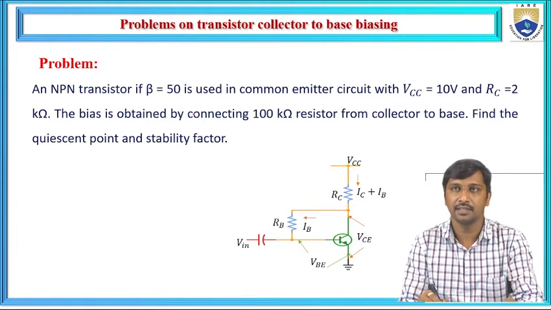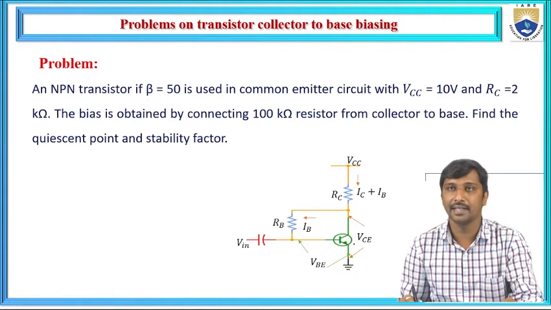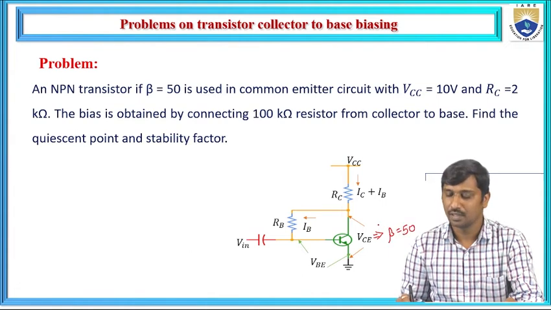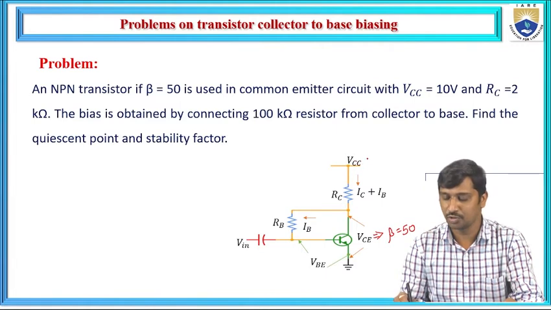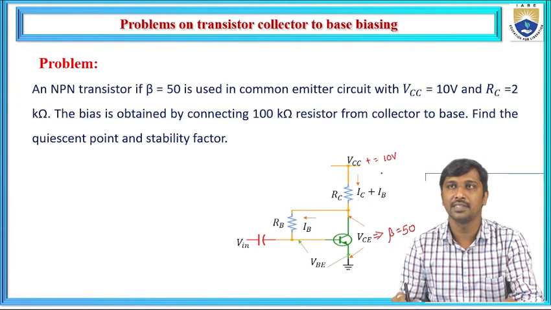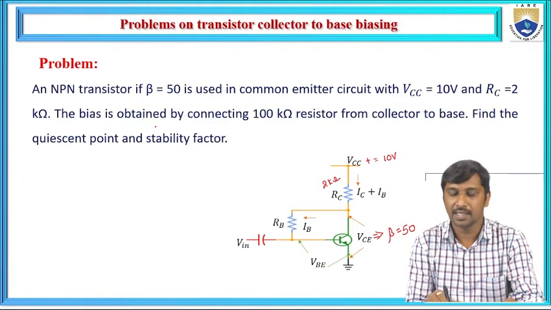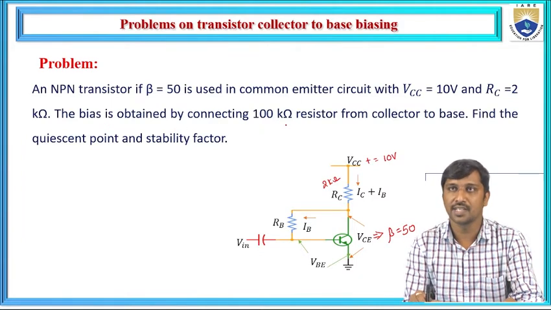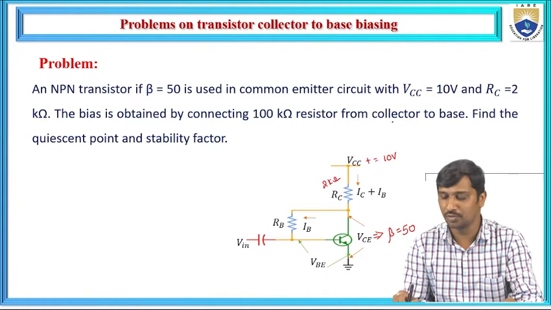And based on the given problem, the DC current gain of this transistor is represented as 50. Along with the biasing voltage, VCC, this is the positive biasing voltage. In the problem, they mentioned that the biasing voltage is 10 volts, and the collector resistance, RC, is 2 kilo ohms. And the bias is obtained by connecting a 100 kilo ohms resistor from the collector to base.